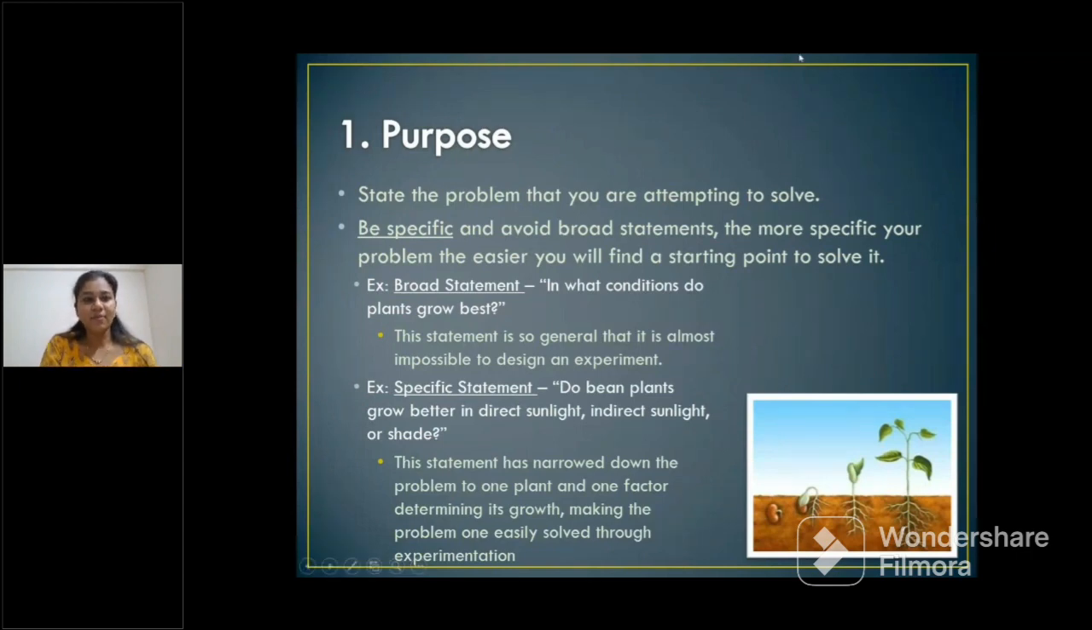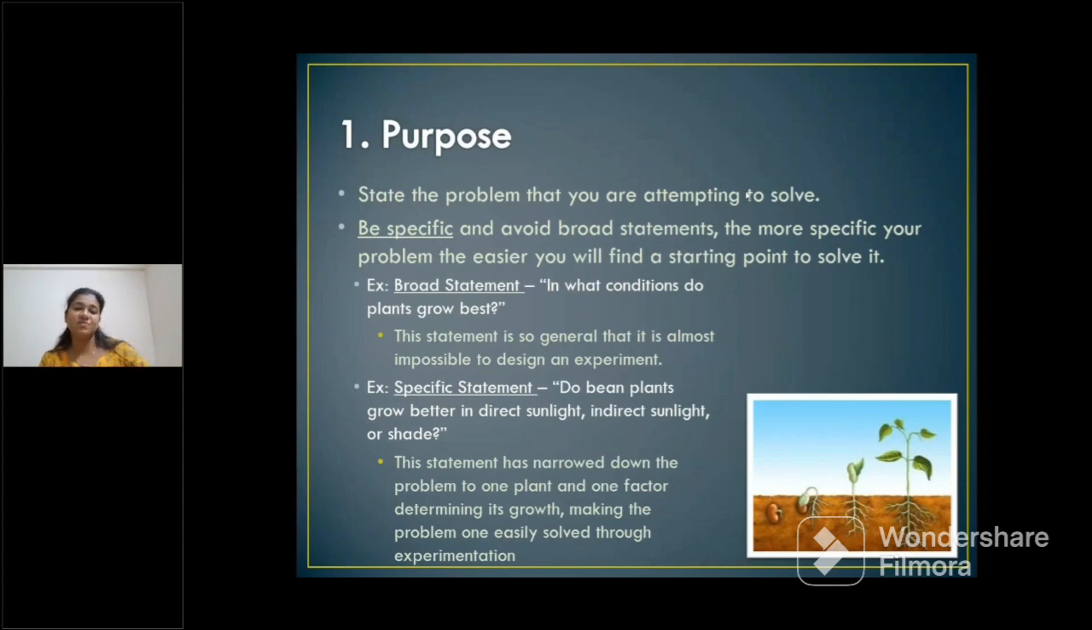Thank you. So the broad statement here is, in what conditions do the plant grow? We don't know which plant it is, which climatic background currently is going on, which is the geographical location. So there are a lot of ifs and buts. The question is incomplete. If the question is not complete, we won't be able to solve it ahead.